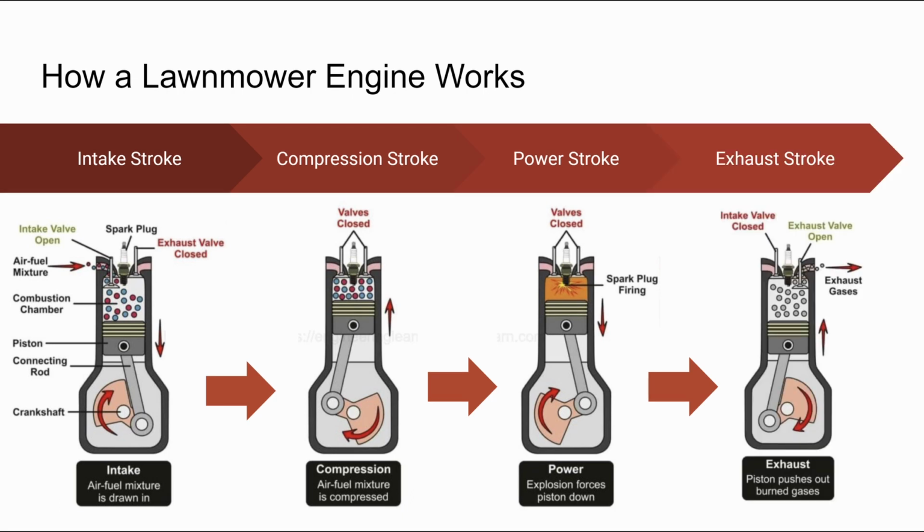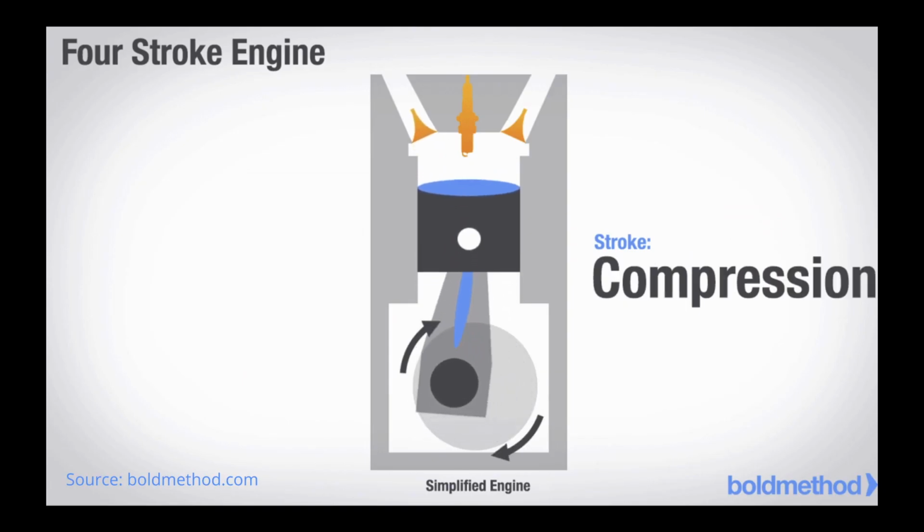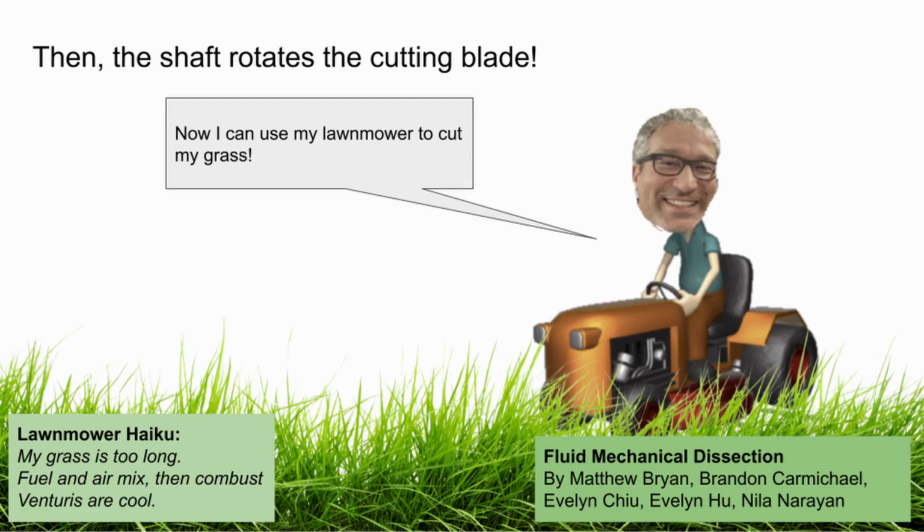Lastly, the exhaust valve opens, and as the piston travels upwards, it pushes the spent combustion gases out of the exhaust. The piston returns to the top, the exhaust valve closes, the intake valve opens, and the cycle starts again. Then the shaft rotates the cutting blade.